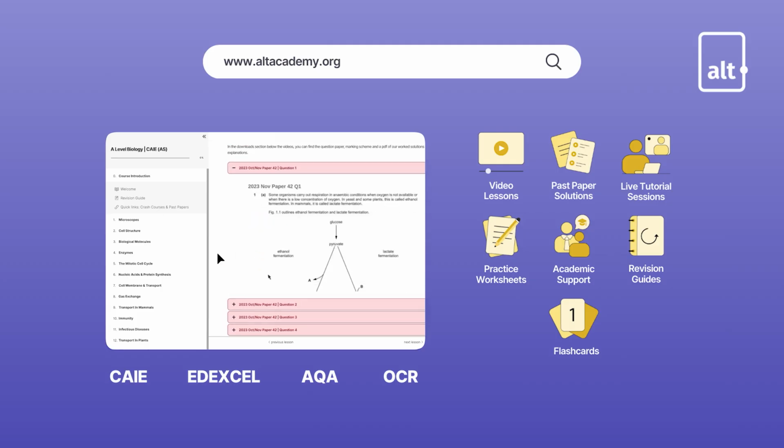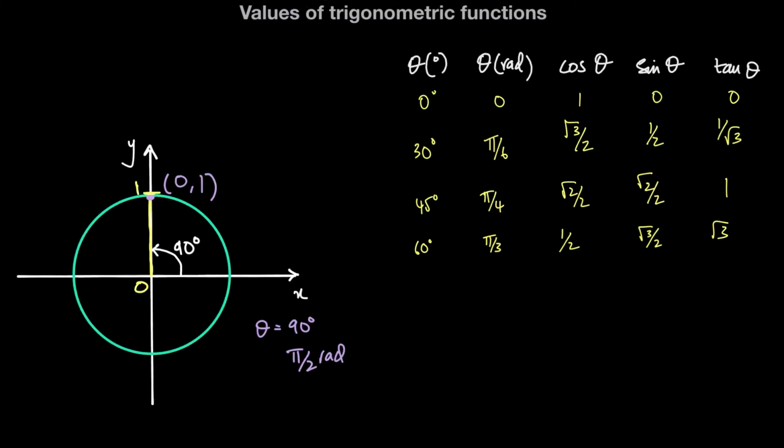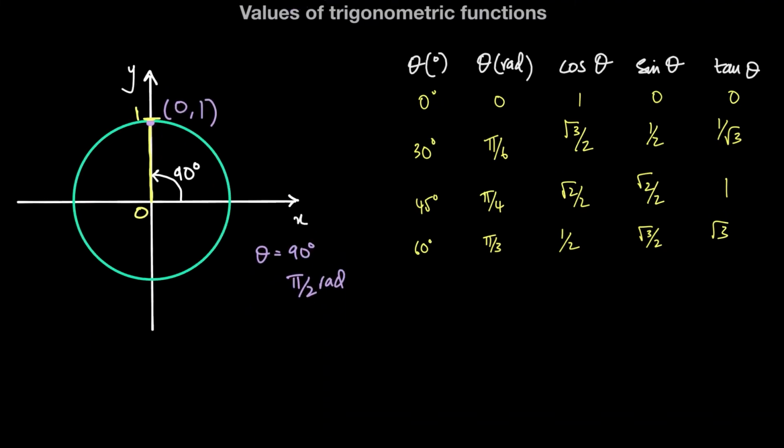Now, let's continue. Now the last value of theta that we're going to look at over here is when theta is equal to 90 degrees. Now when theta is equal to 90 degrees, we can see that the radius is perfectly vertical over here, and the x-coordinate of the point on the unit circle, since it lies on the y-axis, the x-coordinate is 0 and the y-coordinate is equal to 1.